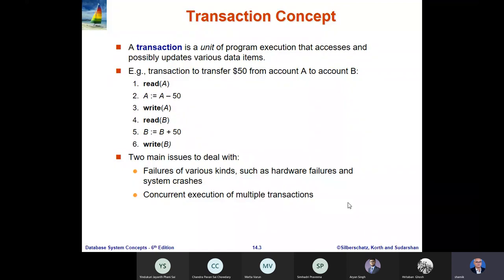So what we do is, we first read A, say the initial balance of A was 1000 and the initial balance of B was 2000.